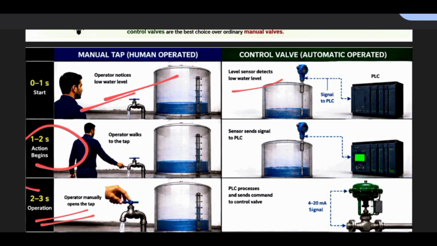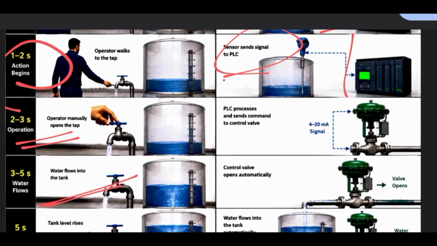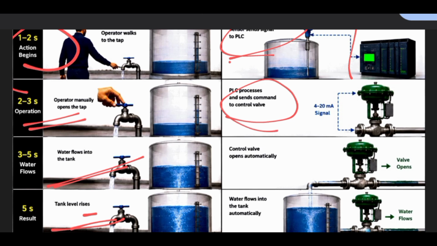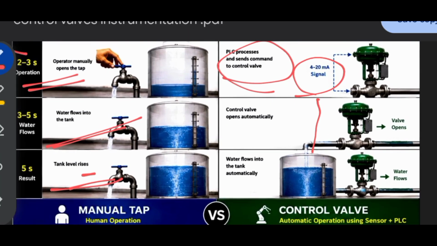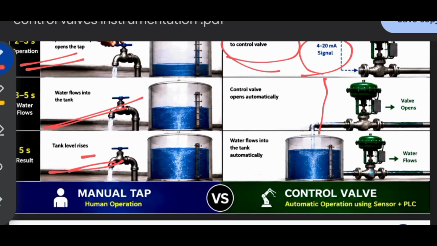This same process is done with a PLC. The level sensor detects the low water level. Then the sensor sends a signal to the PLC. The PLC then sends a command to the control valve. The signal is a 4 to 20 milliampere signal. The control valve opens automatically, and water flows into the tank automatically.